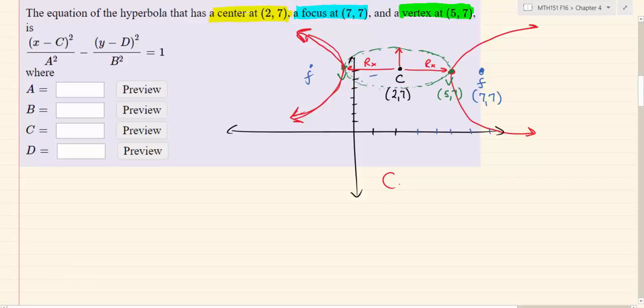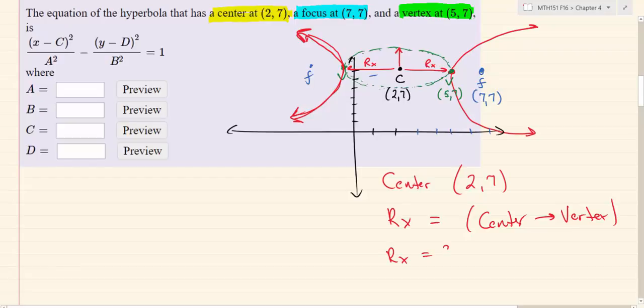Do we know the location of the center? Yeah, that's (2, 7). Okay, great. Do we know r sub x? So in other words, what is the distance between the center and the vertex? Yeah, and you can get that by looking at the graph and subtracting the x coordinates. So 5 minus 2 is going to be 3. So r sub x equals 3.